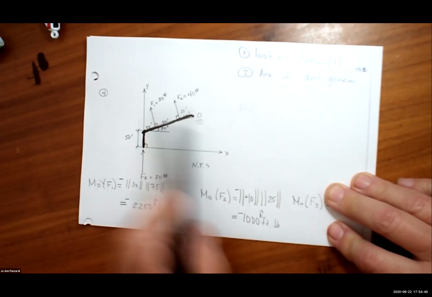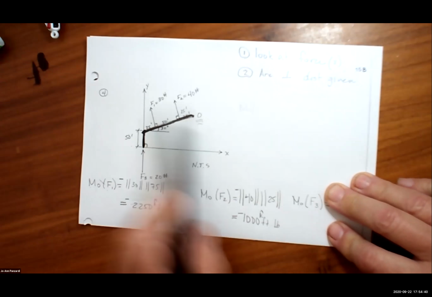1, find the force. 2, is the perpendicular distance given? Hang on a second. Okay, so the palm thing was confusing. Your palm faces, not goes in. That's better. It faces the direction of the point you're finding the moment about.